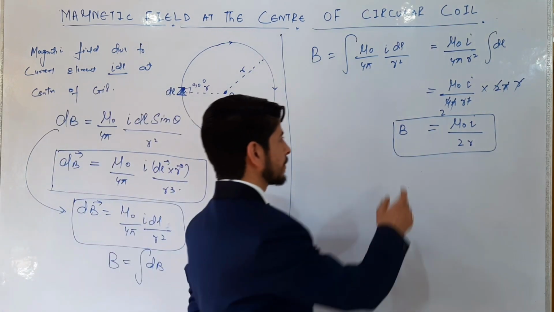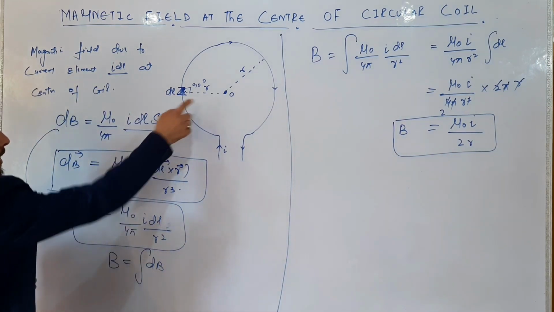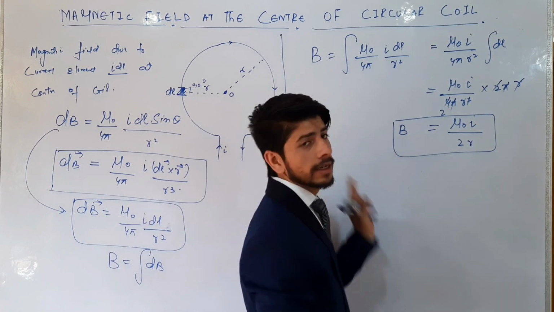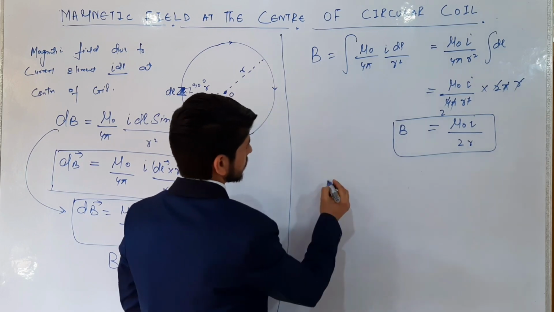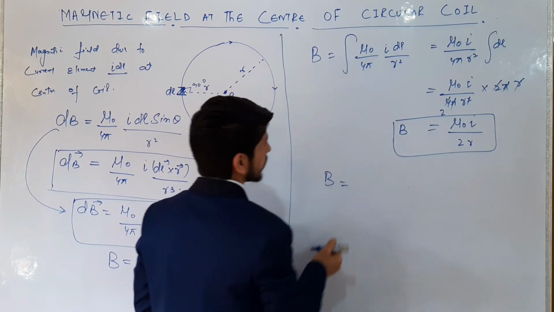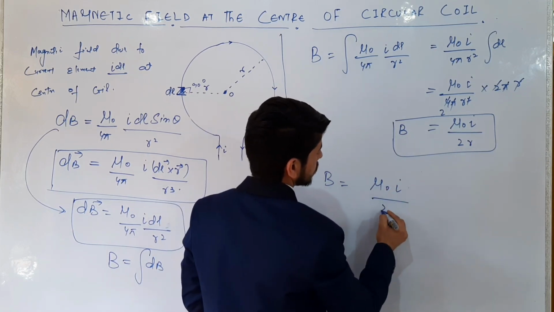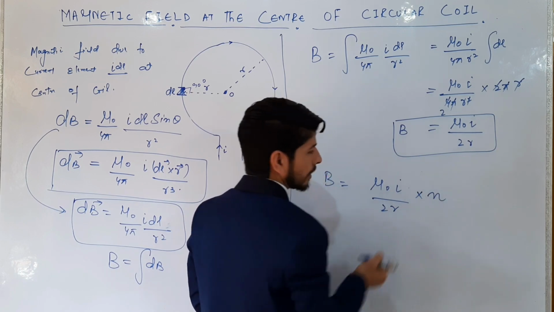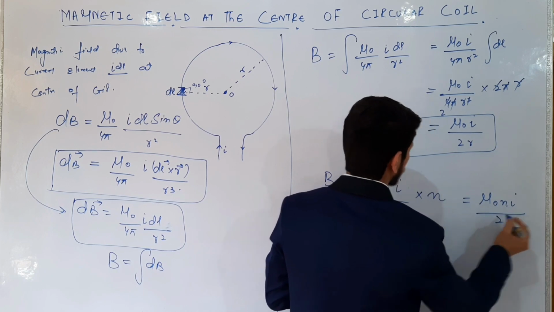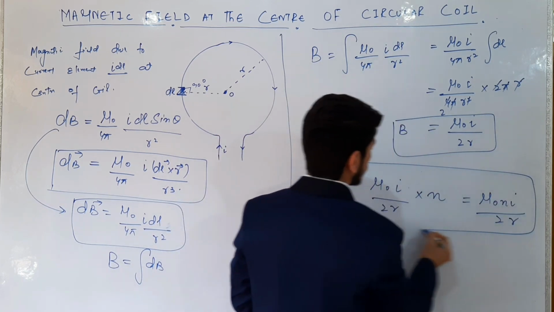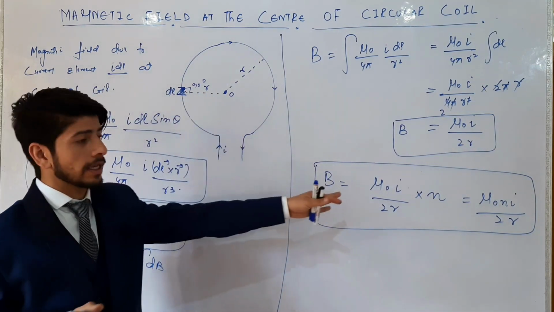Also, the direction of magnetic field at the center, due to the whole circular current carrying conductor, can also be given by the right hand thumb rule. Suppose we have n number of turns, B will be equal to mu naught I upon 2r into n, small n is the number of turns, so it will be mu naught n into I upon 2r. This will be the magnetic field at the center of the current carrying circular coil in which there are n number of turns.